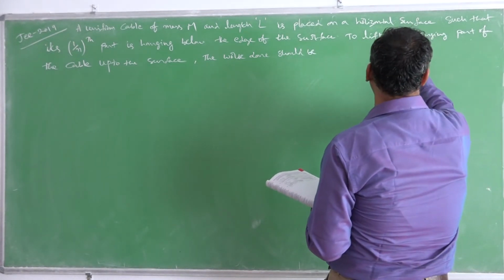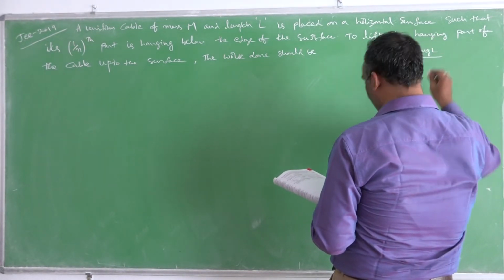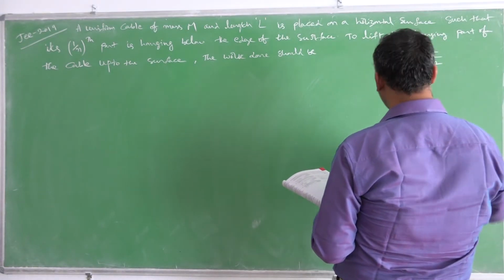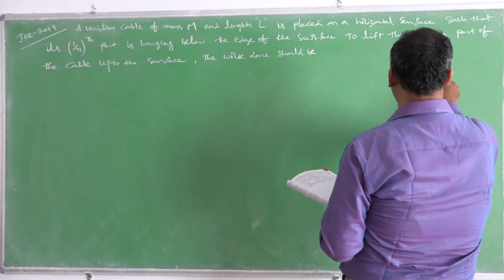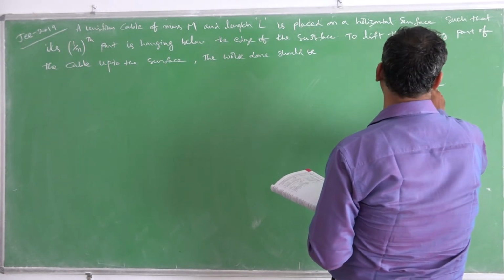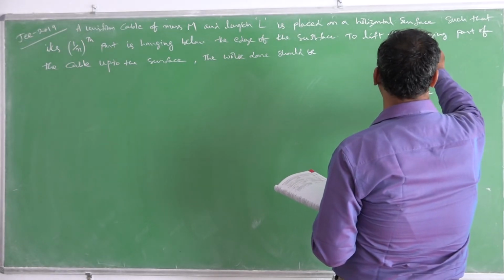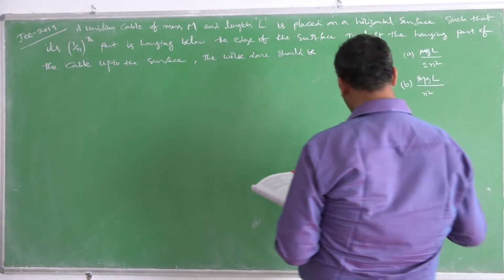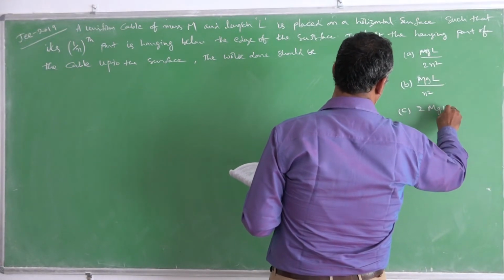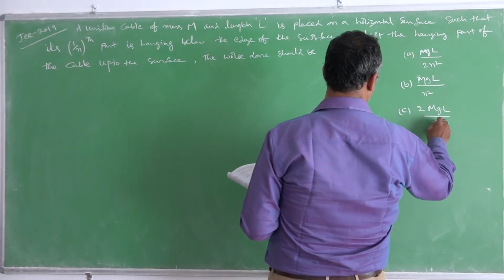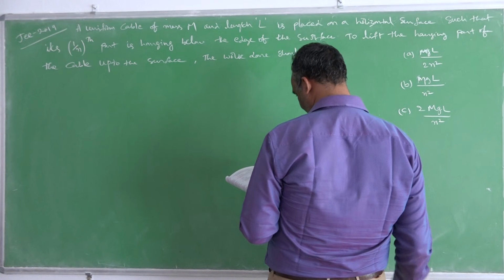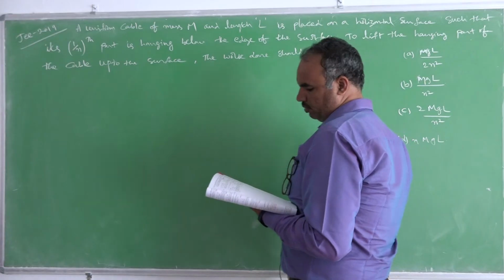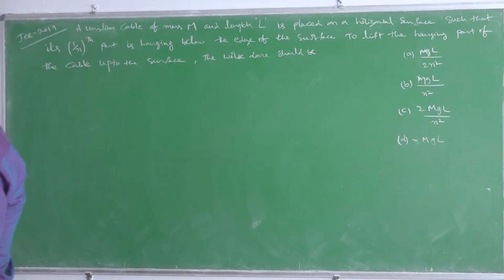Here the options are like this: mg capital L by 2n square, mg capital L by n square. Here it is capital M. Third option, 2 capital mg L by n square, and n capital mg L. So this is the thing we need to solve.